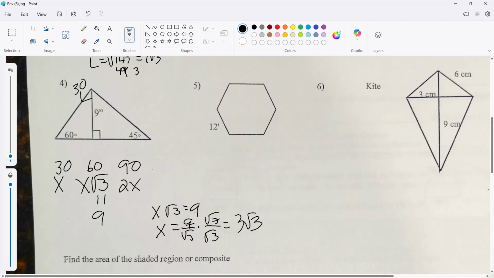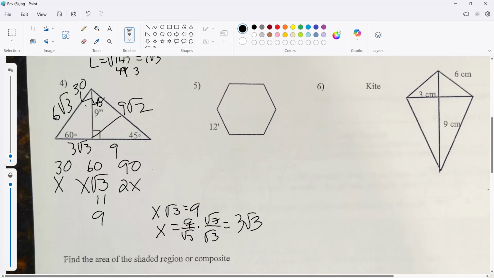So this is 3 square root of 3, and that would make the side opposite 90 two times that, which is 6 square root of 3. Oh my goodness, this is a monster. Okay, that's 45. That makes this 45. So if this is 9, so is that. And then the side, 45, 45, 90. Side opposite 45 is x. Side opposite 90 is x square root of 2. So 9 square root of 2. And now I am done.